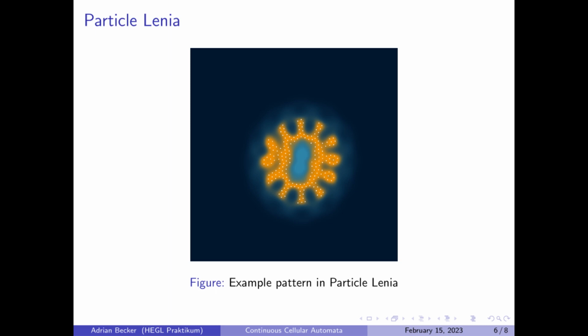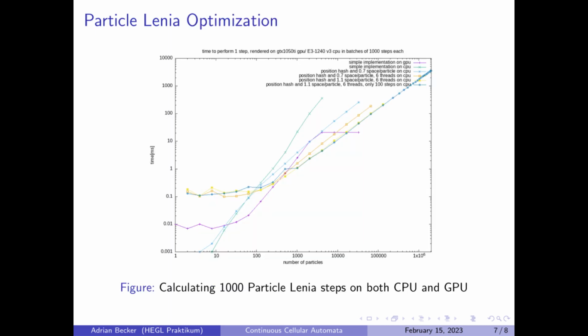I started off with implementing this again on the GPU, but discovered that we can improve the performance quite a bit by only evaluating particles that are quite close to a current one when performing a step. And by implementing this on the CPU, I was actually able to outperform the GPU implementation by quite a margin. And I achieved near linear runtime, which is quite interesting because the trivial implementation of particle Lenia is of order n squared.